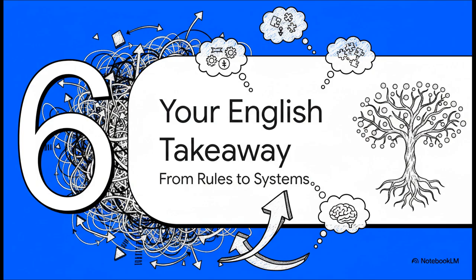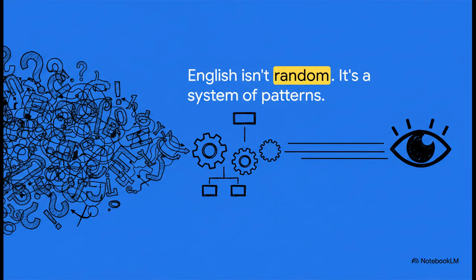So let's wrap this all up. What's the big takeaway here? What should you remember from all of this? Well, it's about changing how you think about learning English. It is not about memorizing a million different rules that don't make sense. The most important thing to realize is this. English isn't just a random mess of exceptions. It is a system. It's built on logic and patterns.